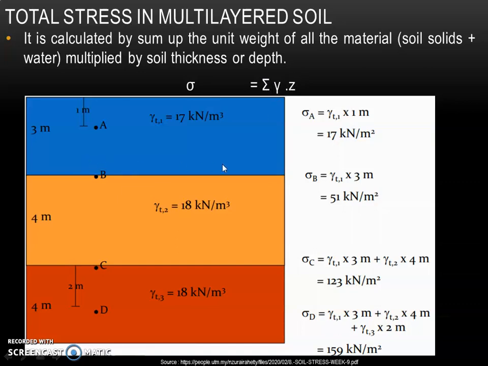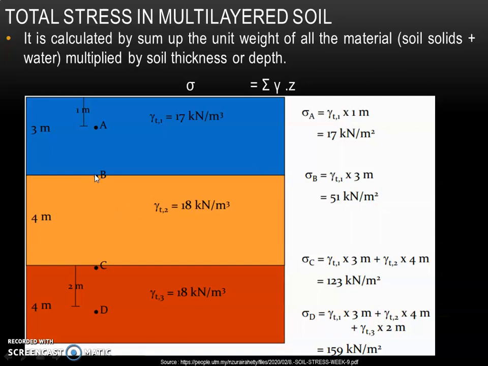Here we can see that there are 3 layers of soil being shown whose unit weights are mentioned and depth is also given. So if we want to find out what is the stress exerted at point A, then we can use the formula gamma into Z. Gamma is mentioned as 17 and the depth at which point A is located is 1 meter. So sigma A will be 17 kilonewton per square meter.